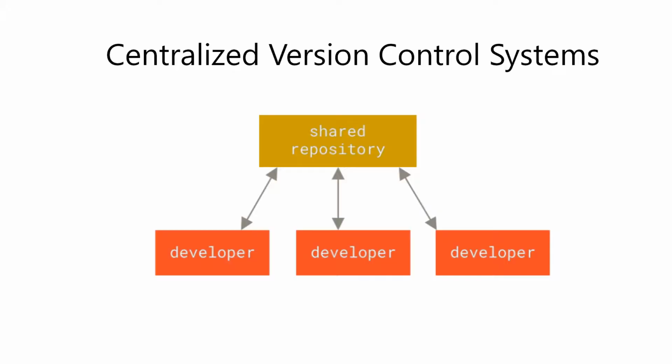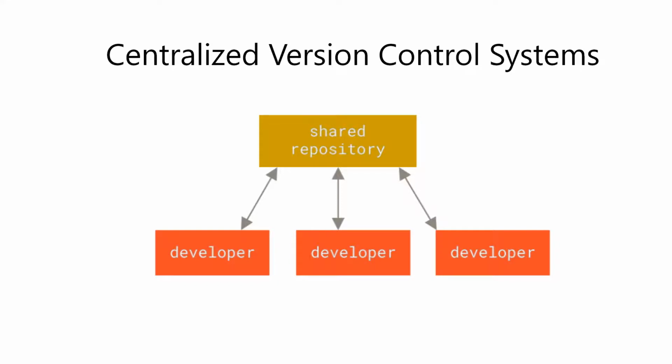To deal with this problem of collaboration, centralized version control systems, or in short CVCS, were developed. These systems, such as Subversion, Perforce, or CVS, have a single server that contains all the versioned files and a number of clients that check out files from that central place. For many years, this has been the standard for version control.